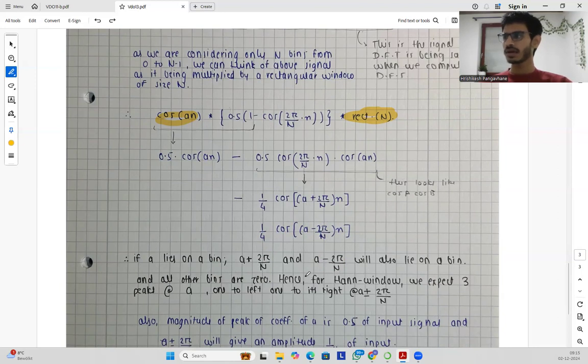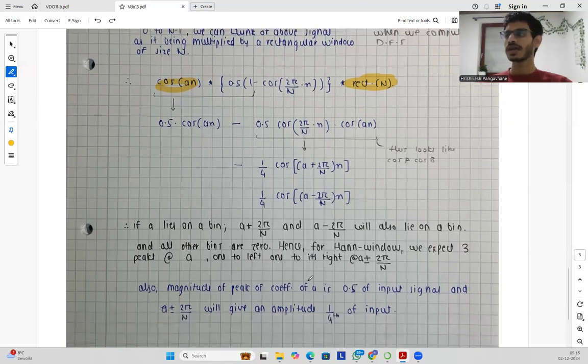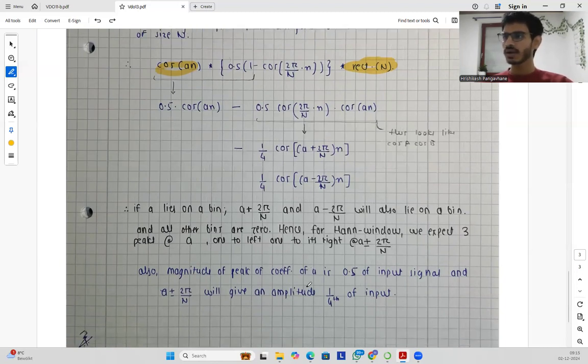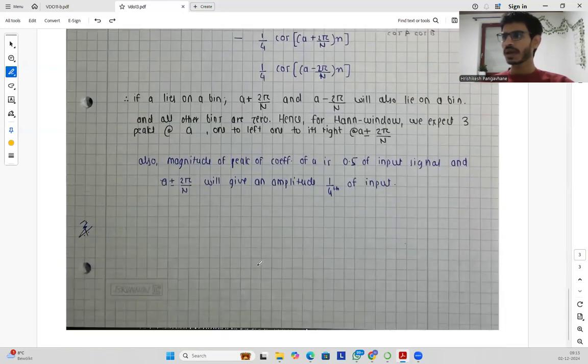Hence, for a Hann window, we expect three peaks: one at A, the other to the left of A at A minus 2 pi by N, and the other to the right of A, which is A plus 2 pi by N. So we expect three peaks in the plot of coefficients of the discrete Fourier series. The peak at A contributes half of the input signal, and the other two peaks, at A plus 2 pi by N and A minus 2 pi by N, give an amplitude contribution of 1/4 of the input.